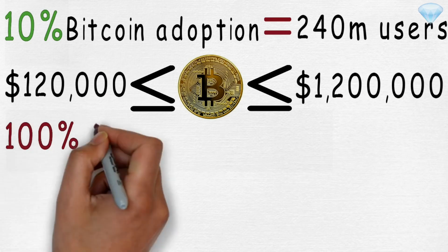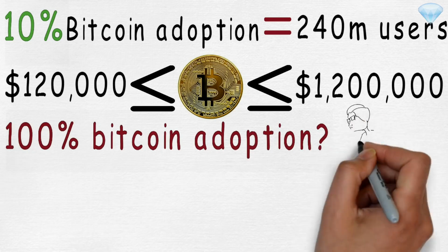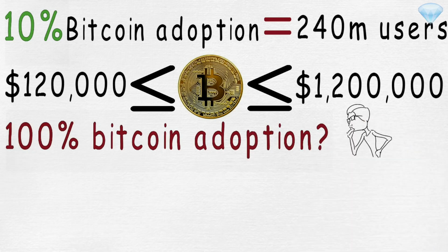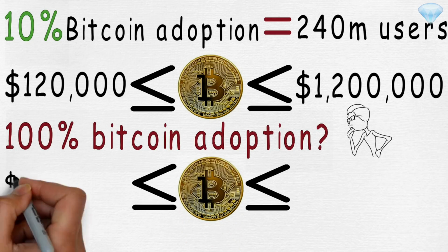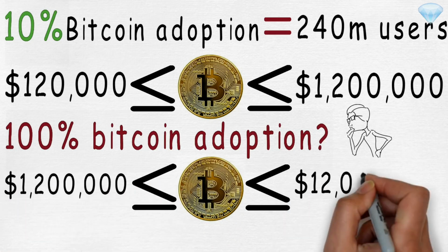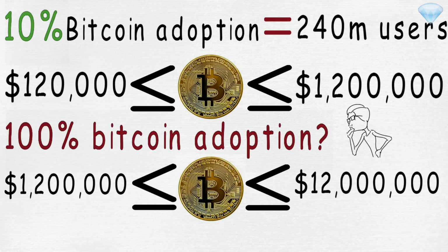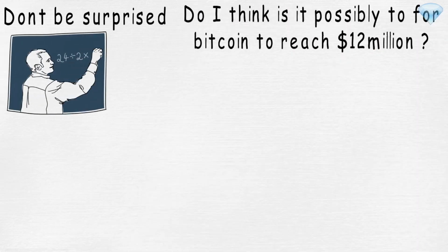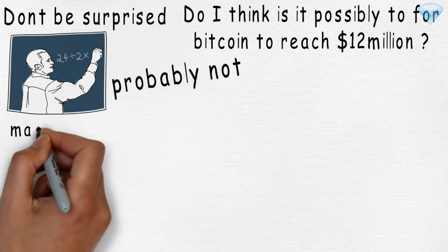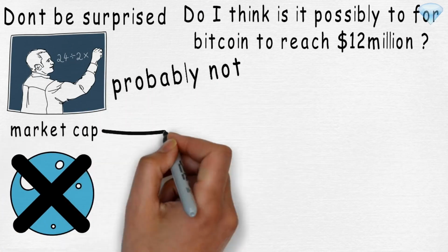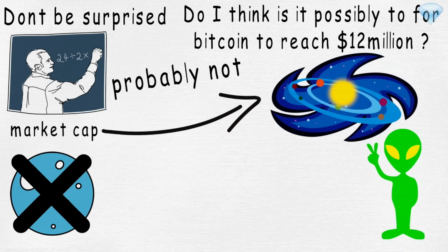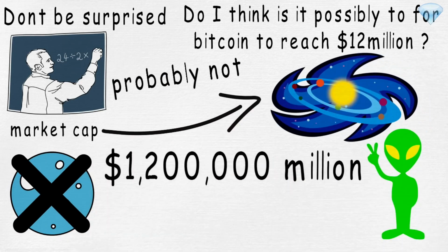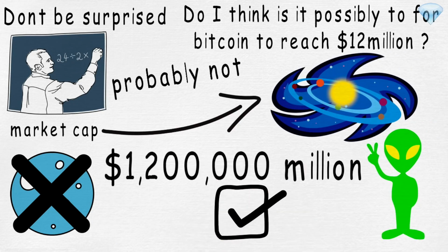What if we can get 100% Bitcoin adoption? If we reach 100% Bitcoin adoption, then 1 BTC should be around $1.2 million and $12 million respectively. You can go through a similar process if you want to verify those numbers on your own. Don't be surprised, it's just the math. So, do you think it is possible for Bitcoin to reach $12 million? Probably not, because Bitcoin market cap is not going to be on the moon, but rather in another solar system with aliens. But 1.2 million US dollars per Bitcoin is a totally realistic number.